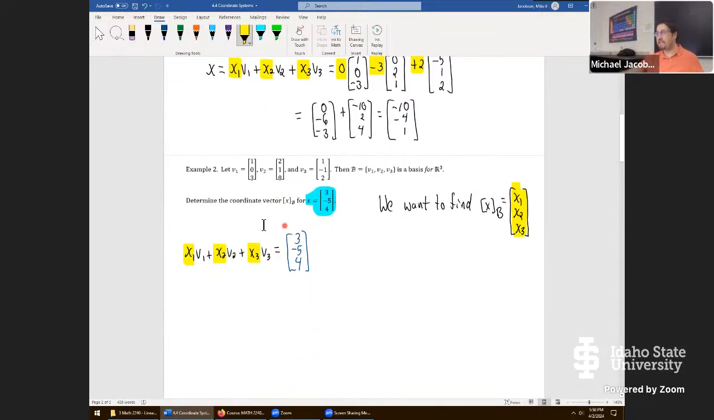So the first thing we'll do is take this vector equation. You could write it as a matrix equation, as a system of equations, but at the end of the day, what we really want is the augmented matrix.